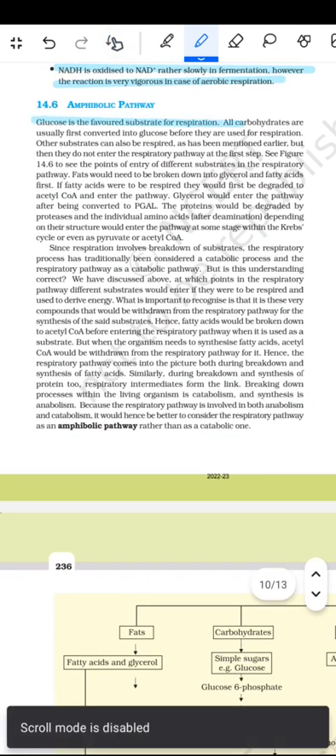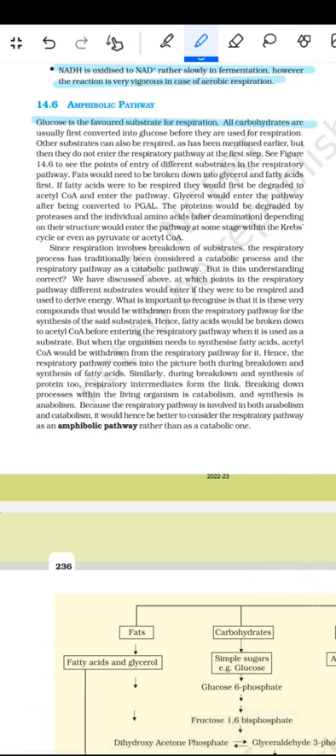The glucose is the favorite substrate for the respiration. All carbohydrates are usually first converted into the glucose before they are used for the respiration. Other substrates can also be respired, as has been mentioned earlier, but then do not enter the respiratory pathway at the first step. See figure for points of the entry of different substrate in the respiratory pathway. Fat would be broken down into the glycerol and the fatty acid. First, if the fatty acid were to be respired, they would be first degraded to the acetyl CoA and enter the pathway. Glycerol would enter the pathway after being converted to PGAL.